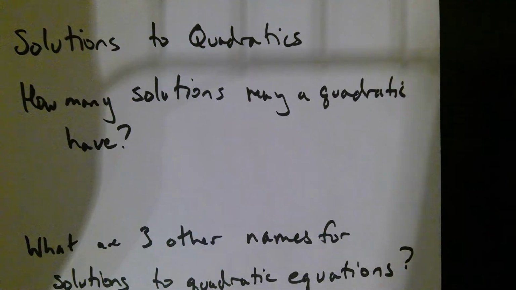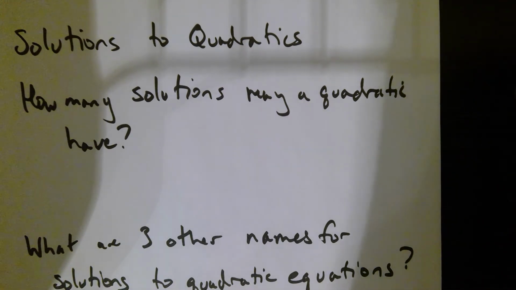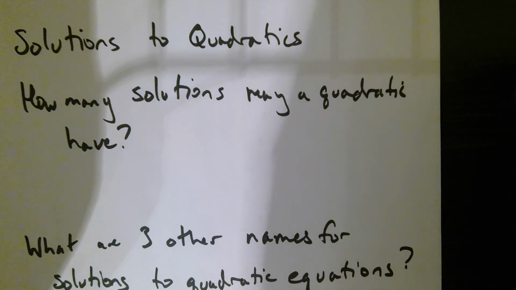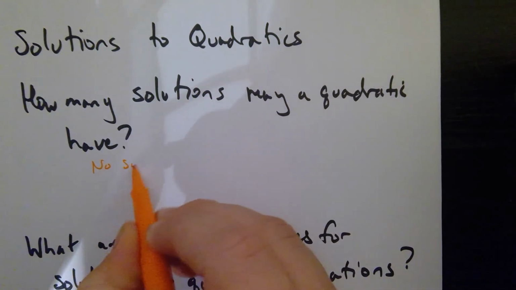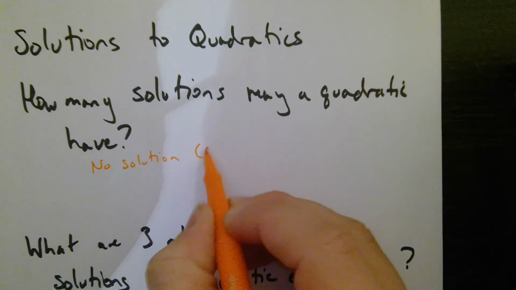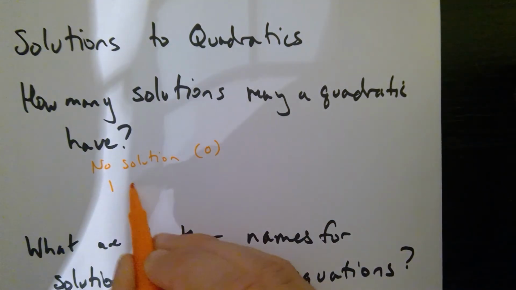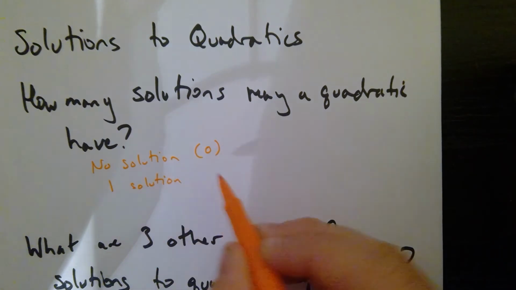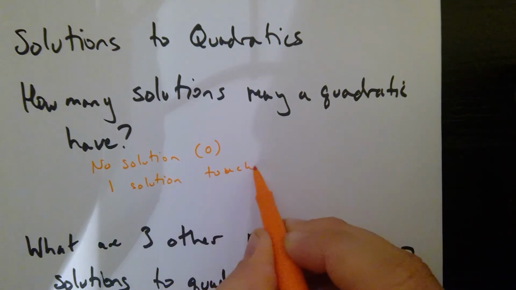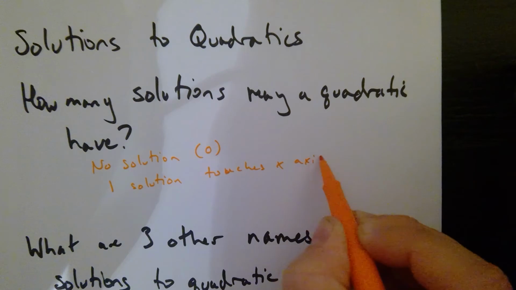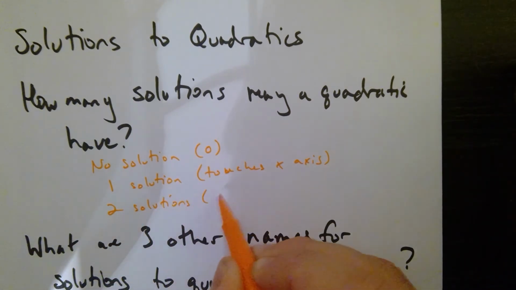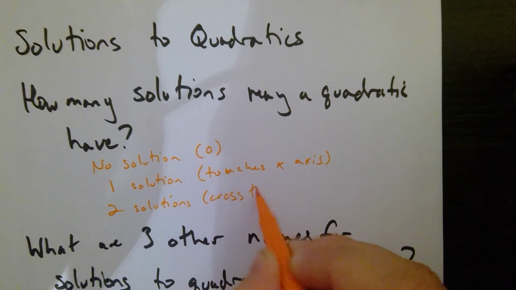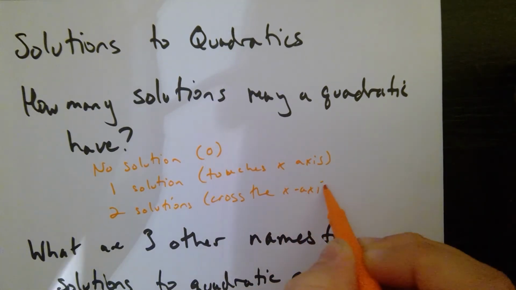All right, so once again, we're doing some more review. How many solutions may a quadratic have? So there are three possibilities here. We either have no solution. Okay, you could have said 0. One solution, so it touches the x-axis, or two solutions where it will cross the x-axis.